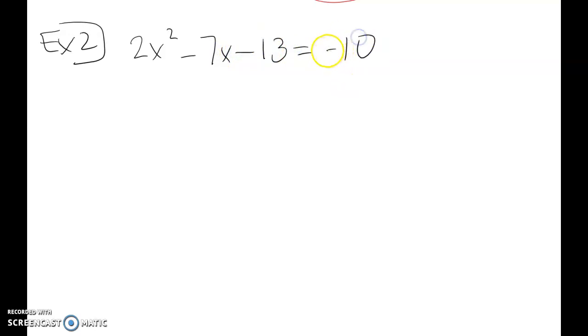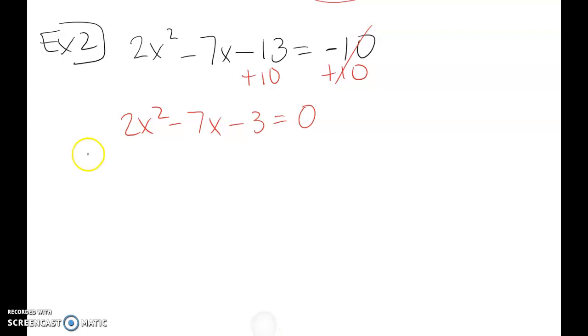So another example, let's say example 2 is 2x squared minus 7x minus 13 equals negative 10. And again, the first thing we have to do is make sure that this is set equal to 0, and right now I have a negative 10. So I'm going to add 10 to the other side. And I get 2x squared minus 7x minus 3 equals 0. And now I can identify my a, b, and c. So a is the coefficient of x squared, b is the coefficient of x, and c is my constant.